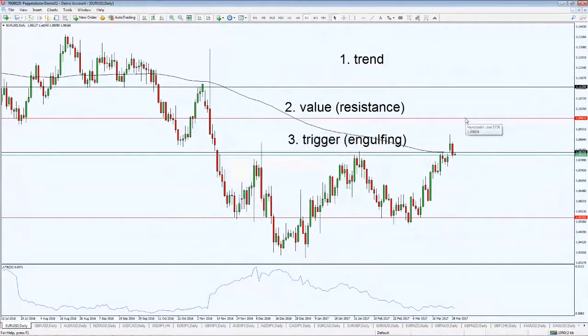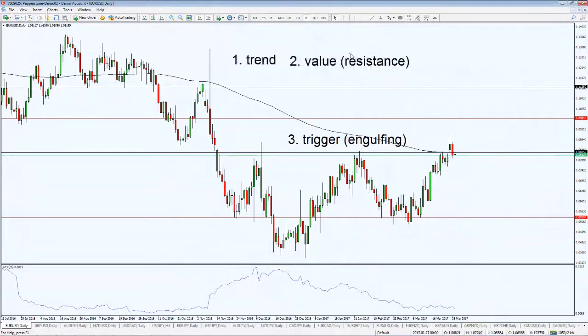So I'm looking to short this market. What's the reason for it? We are trading with the trend at an area of value, and we have the entry trigger, which is the engulfing pattern. On top of it, I like the fact that this market has triggered above these highs and these highs over here. Why is this a good thing?